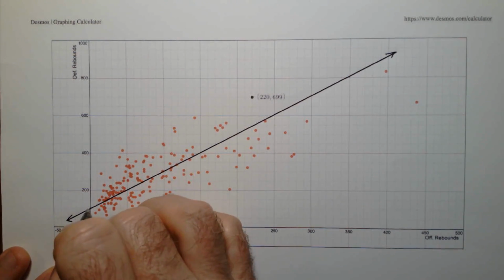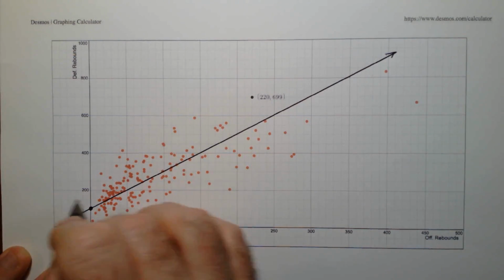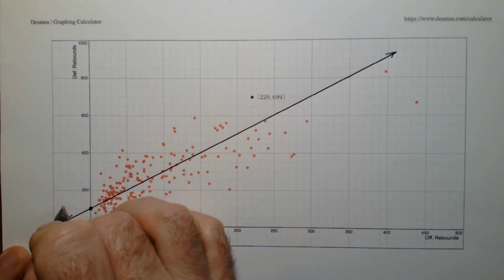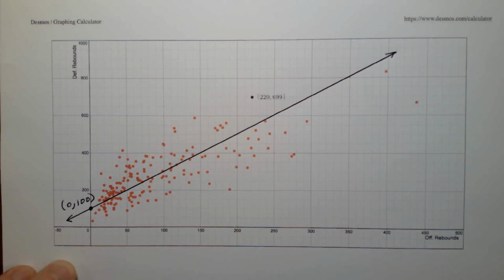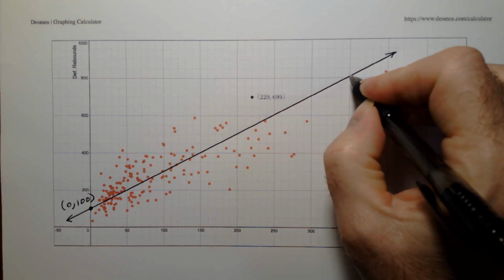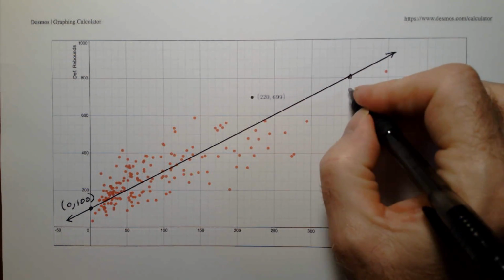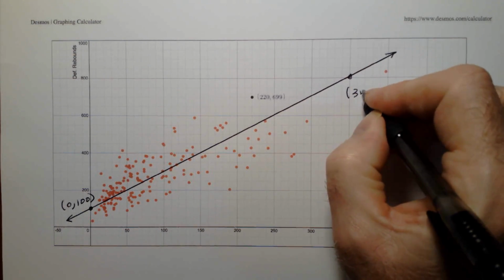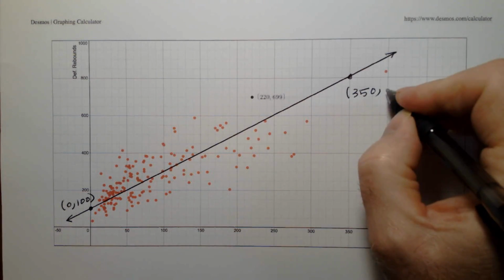Now, I'm in luck in this case because I have an intercept that I can read, and that's going to be very helpful. That's at 0, 100, so that's one point on the line. And then there's another point on the line way up here that's pretty convenient, and that's at 350 paired up with, it looks like, 800.